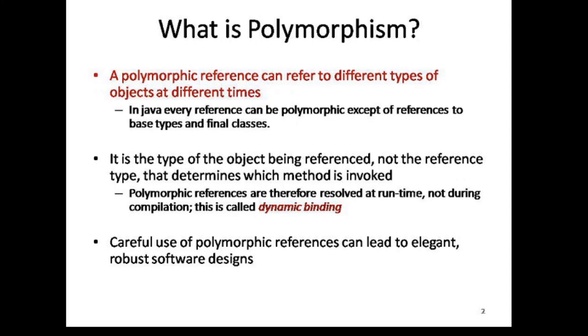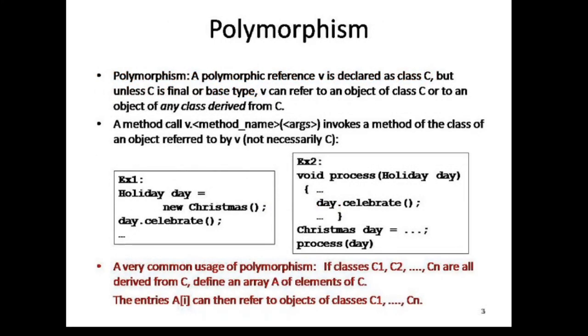Polymorphic references are therefore resolved at runtime, not during compilation. This is known as dynamic binding. Careful use of polymorphic references can lead to elegant, robust software designs. A polymorphic reference V is declared as class C, but unless C is final or a base type, V can refer to an object of class C or to an object of any class derived from C.